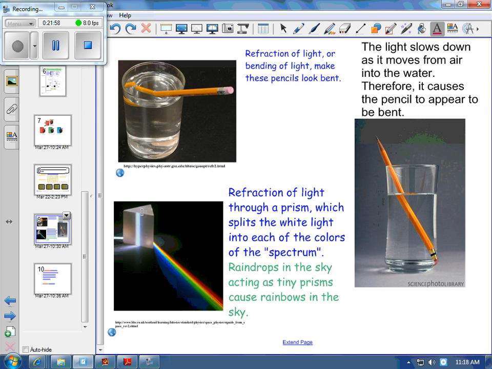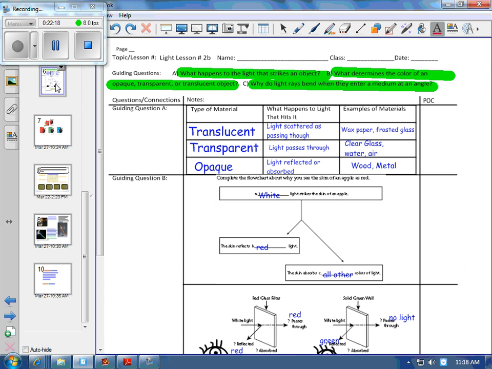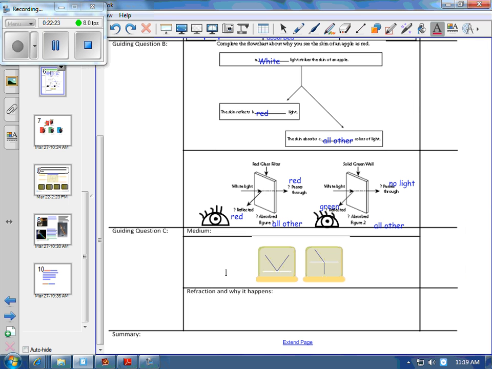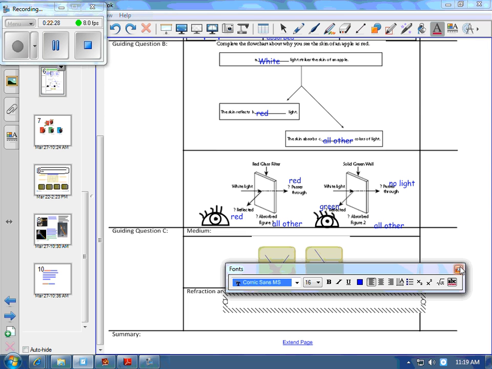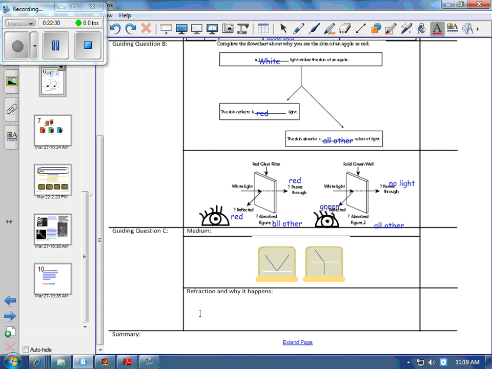The same thing happens through what's called a prism. The refraction of light through a prism splits the white light here into each of the colors of the spectrum. Raindrops in the sky act as tiny prisms, and they cause rainbows in the sky. Right? Same principle. So when we go back to your notes, scroll back down here. All right. We have refraction and why it happens.